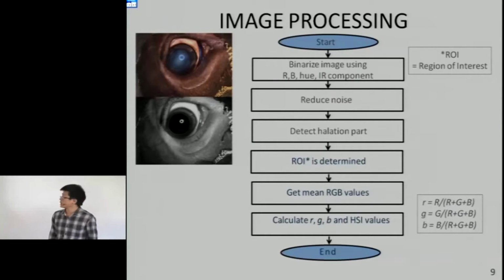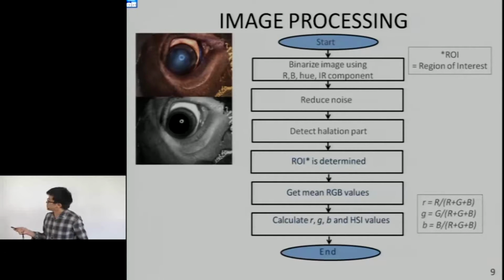Then we analyze the image in Visual Studio 2008, and the processing is like this. First we read the images, both the color image and the near-infrared image. Because we added a PL filter, the boundary of the pupil area is not so clear, so we use the near-infrared image as an assistant to get an accurate pupil area.